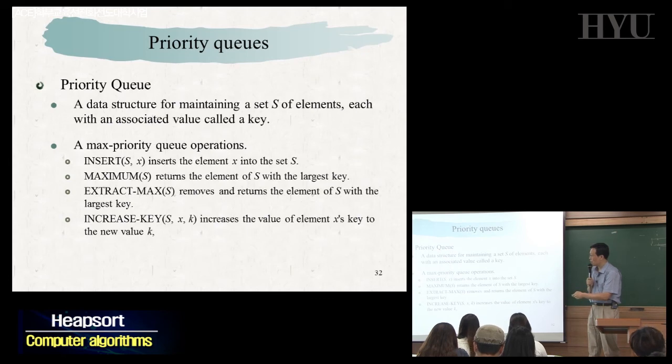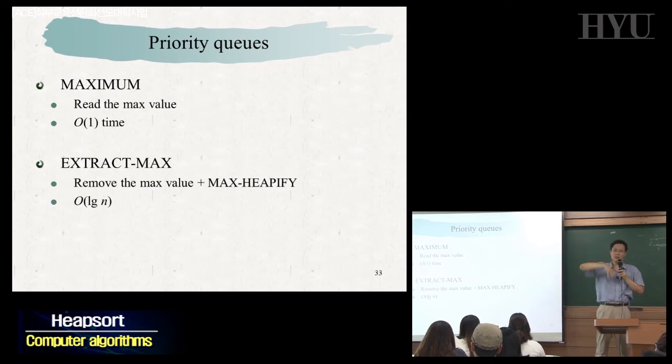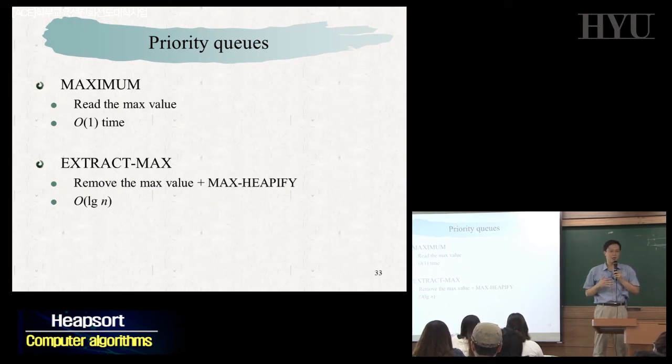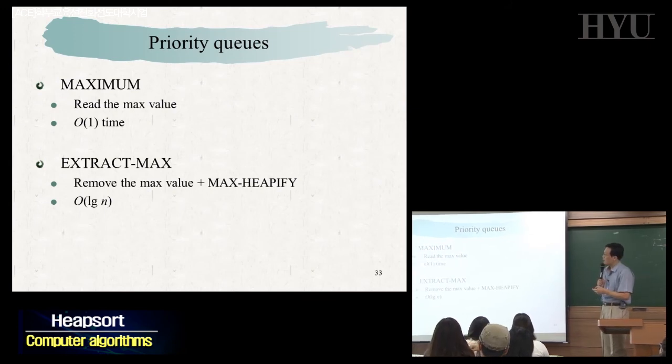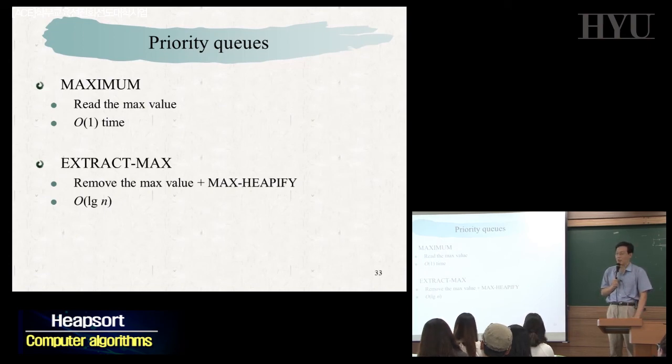Then these two operations are quite simple. I already explained the extract max. It's like this. Remove the key in the root and readjust the key to make it a heap. And the operation maximum is very simple. We just read the value stored in the root. So it takes constant time.